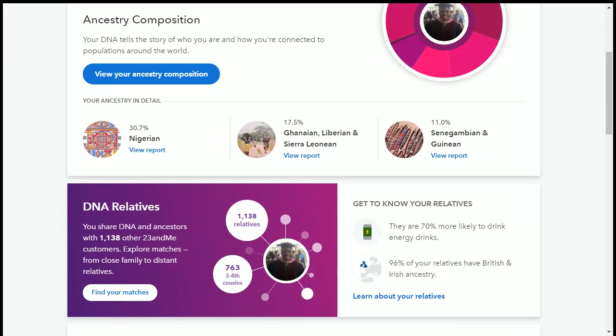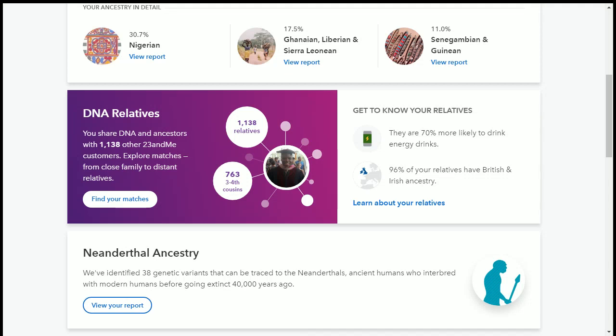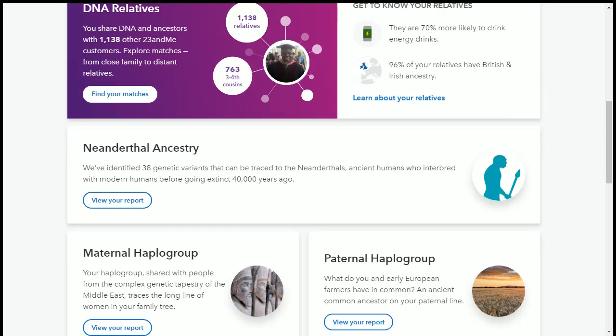You can go full reports here. It gives you your DNA relatives. It said I got 1,138 relatives, 763 third to fourth cousins. You can find your matches. I'm not going to do that right now because I can probably expose other people that probably don't want to be exposed. On Neanderthal ancestry, we've identified 30 genetic variants of that. So this is considered really low for this site.